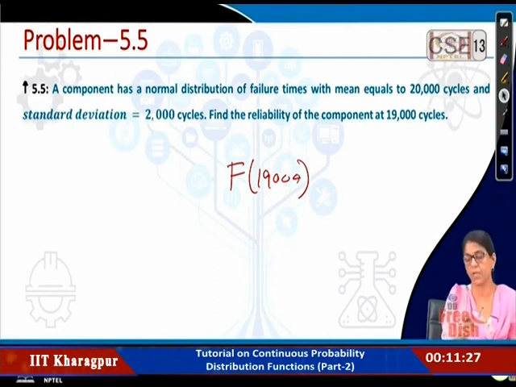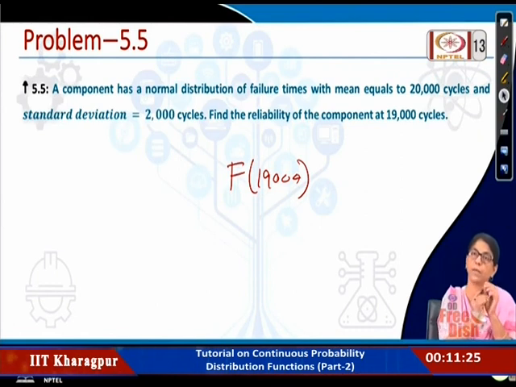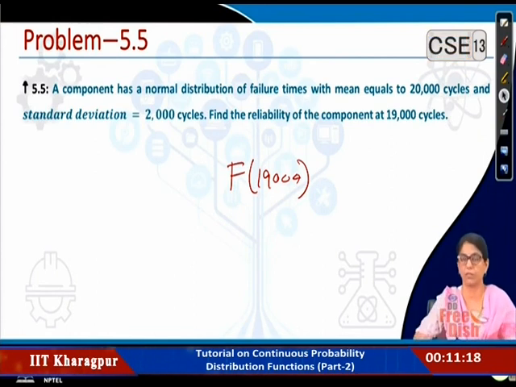Okay, so that means till 19,000. F of 19,000 means from minus infinity to 19,000. So it is a cumulative. So we can look it up from the table, get the value, and whatever 1 minus that will give the value, right?